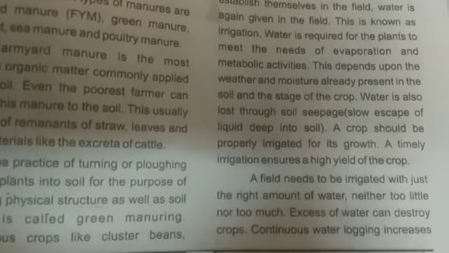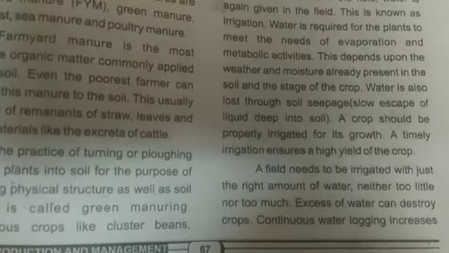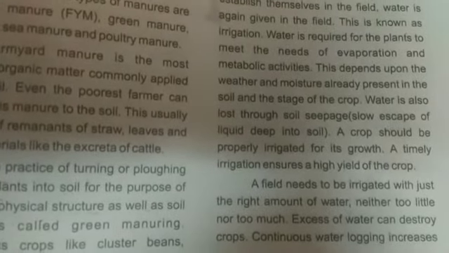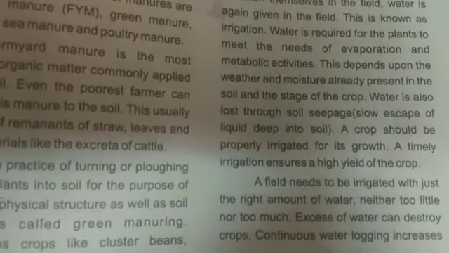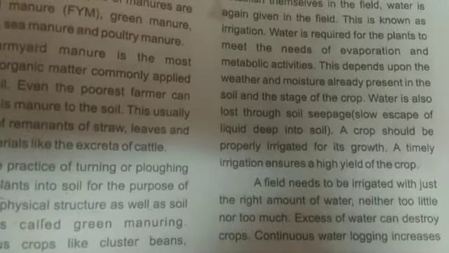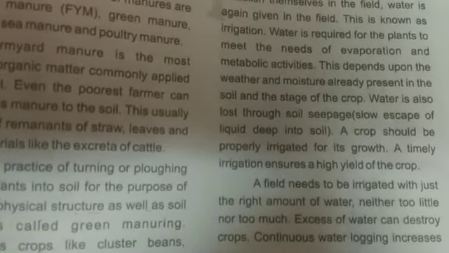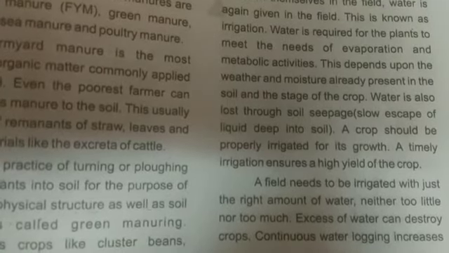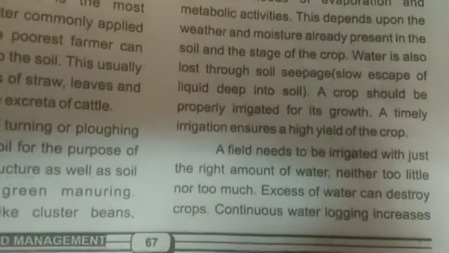A crop should be properly irrigated for its growth. If we want a crop to grow healthy, we need to give it proper irrigation. A timely irrigation ensures a high yield of crop. If we are supposed to give X liters of water to our crop, we are supposed to give it at that time. Only then will the yield of the crop be good.